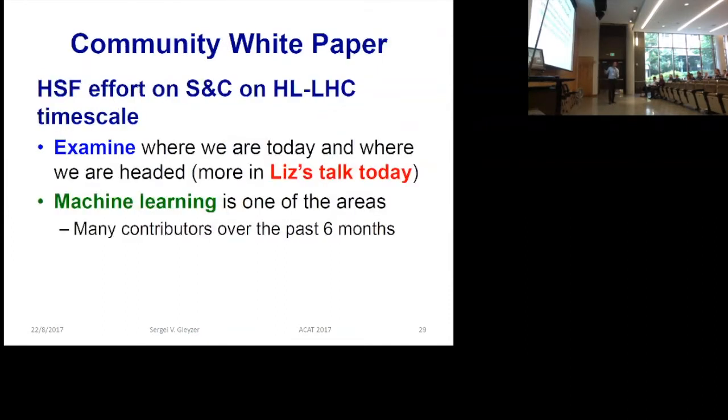So, a final word: we have a community white paper effort going on, an effort by the HSF, and you'll hear a lot more about it in Liz's talk today. This is on the timescale of the HL-LHC and the next experiments. Here we want to look at where we are today and where we're headed in the future, and machine learning is one of the areas in the present and near future. There have been lots of contributors, and we've shared the draft of the paper with you. It's in a pretty mature form now, but there's still a chance to contribute and give comments before we put it out in the great wide world.